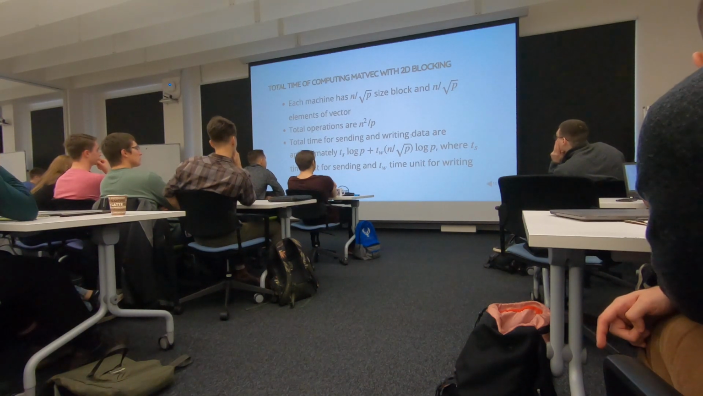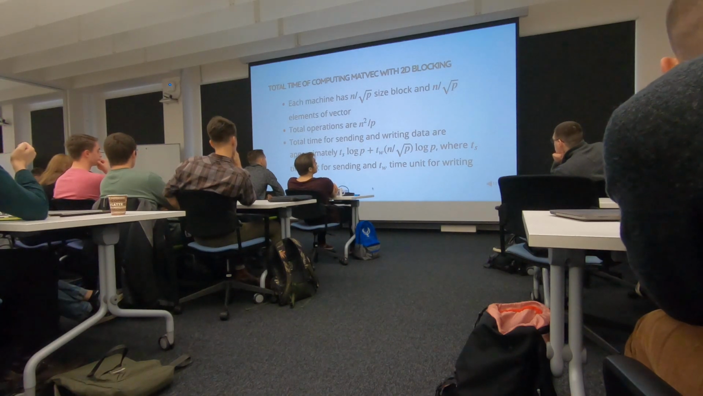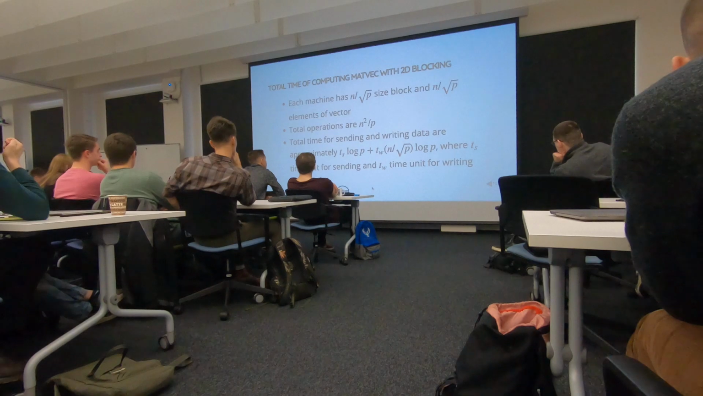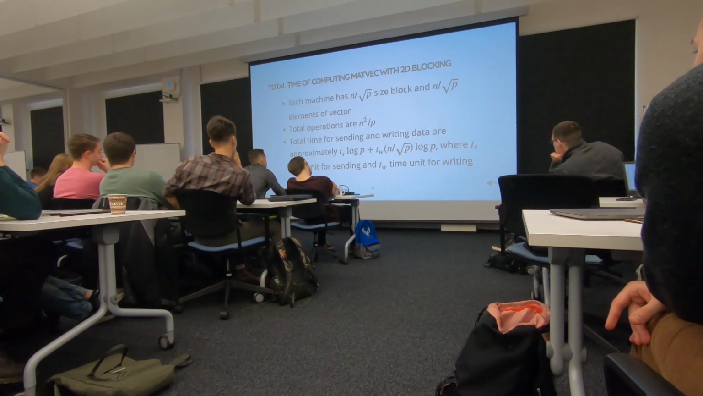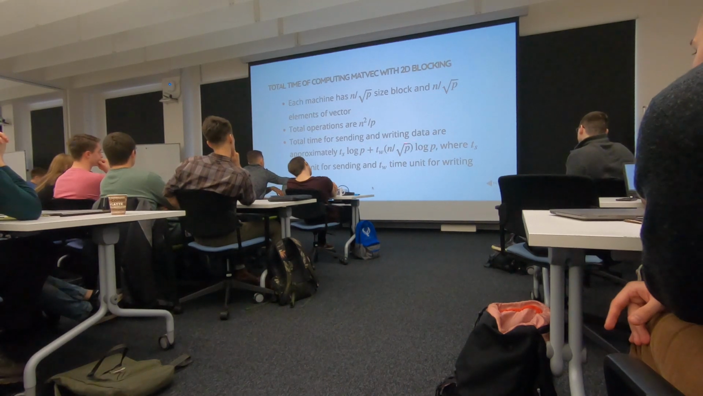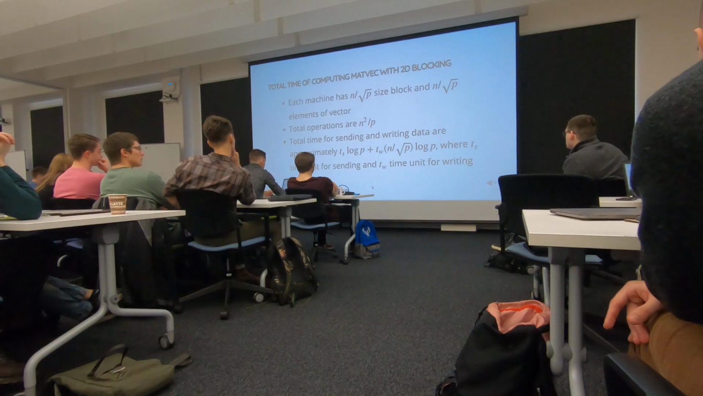So again, this 2D blocking helps to decrease communication cost. For 1D blocking, there was just n here. And for 2D blocking, you have n over square root of P. Any questions?